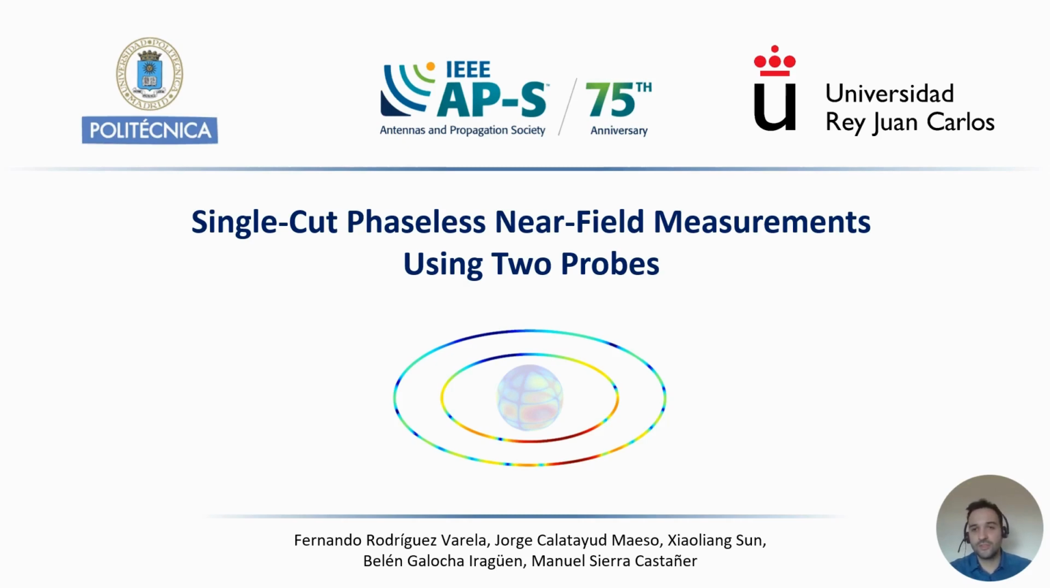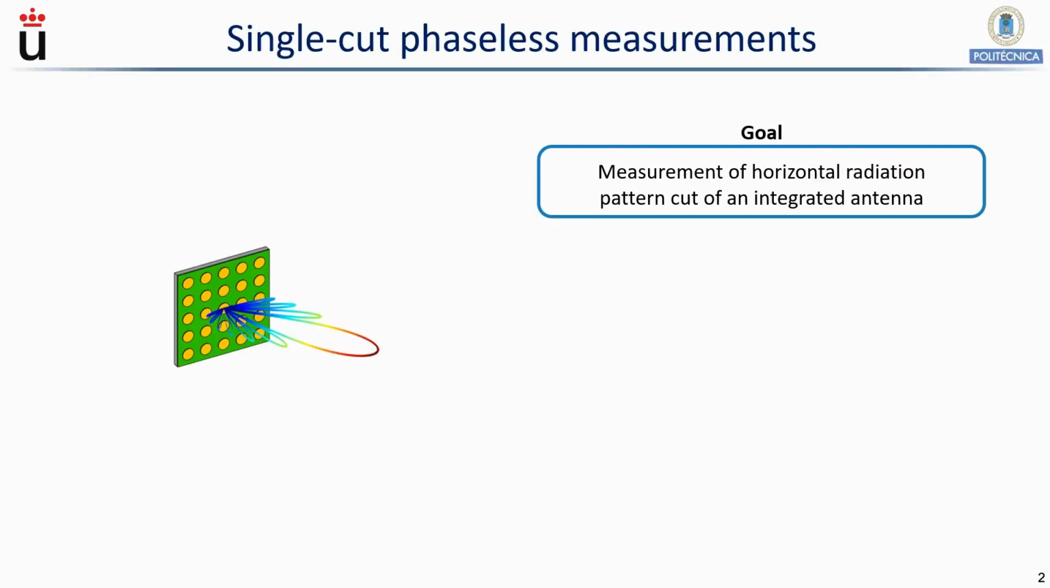I am an assistant professor at Universidad Rey Juan Carlos, and today I would like to talk to you about a project that I have done in collaboration with my friends of Universidad Politécnica. The focus of this paper is the measurement of the radiation pattern in a given angular cut of an integrated antenna, for example, the azimuth cut.